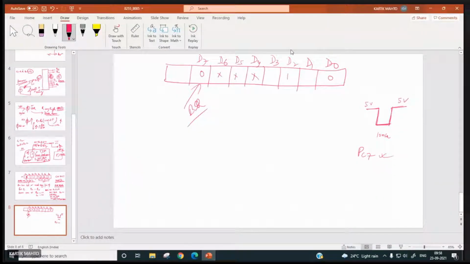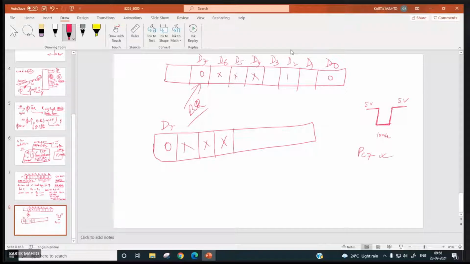You did not look at the control word of BSR mode. What did we say? We said D7 is 0, because it is for BSR mode. These three bits, I don't care. D1, D2 and D3 are actually used for selecting the pin number. So in the last example, I took PC0, so I kept all these 3 as 0. That's why PC0 was set or reset.